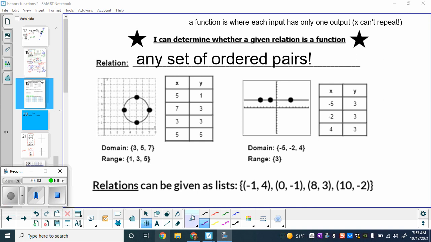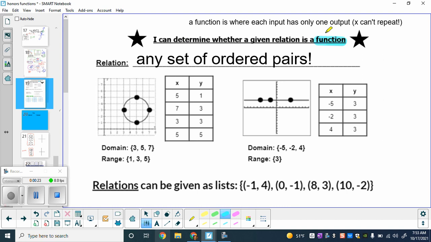Hey, in this video we're actually going to be talking a lot about some vocabulary and using our identification skills. We've been in our functions unit. If you notice, the title of this unit is Unit 2 Functions. And today we're actually going to be talking about whether or not a given relation is a function.